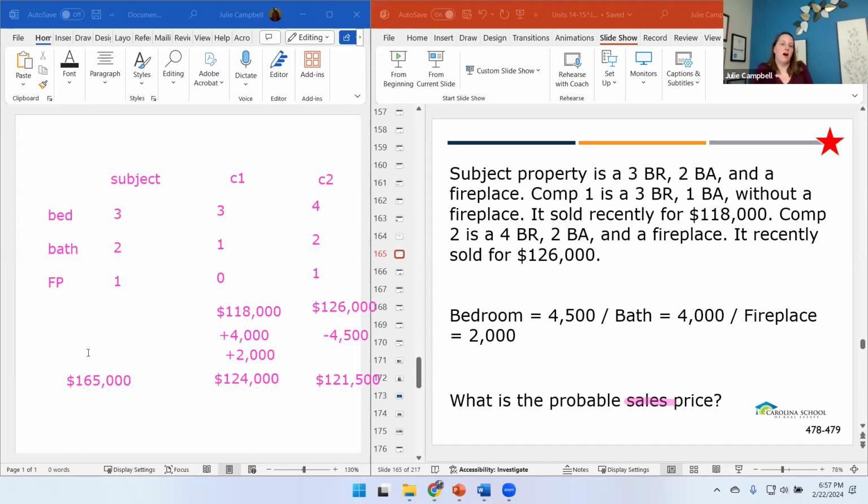Again, the numbers don't lie. You're handing the seller a piece of paper. I understand, Mr. and Mrs. Seller, that you have more value in your home. I understand what you want to get from it, but the comps don't support it.